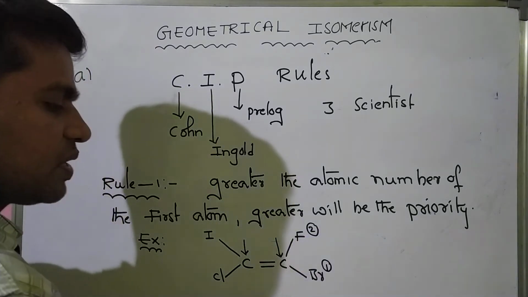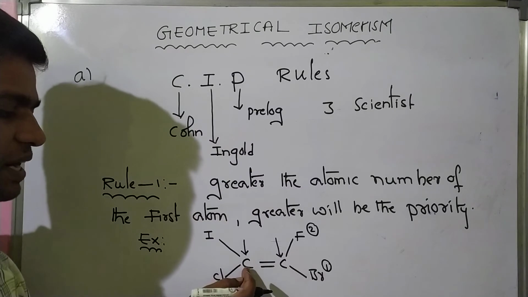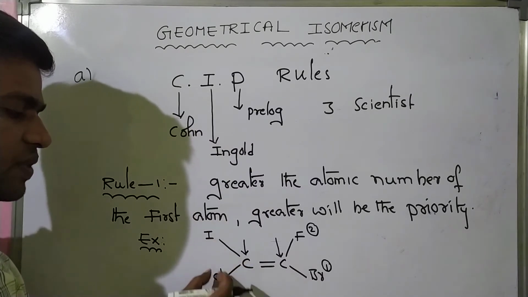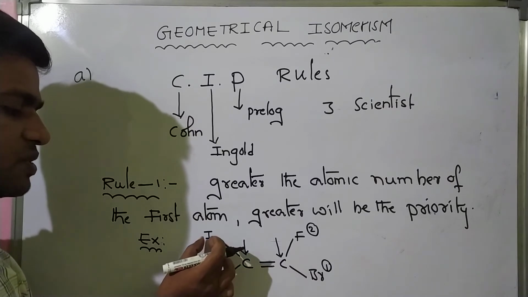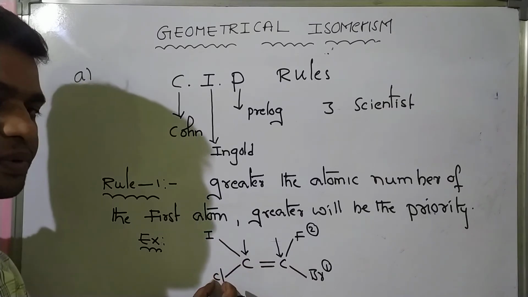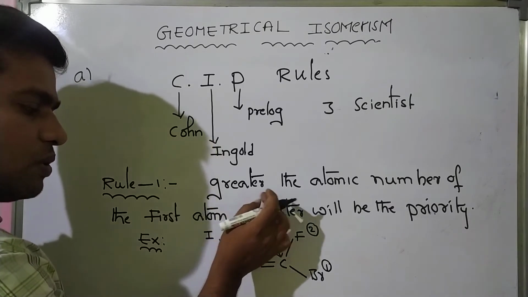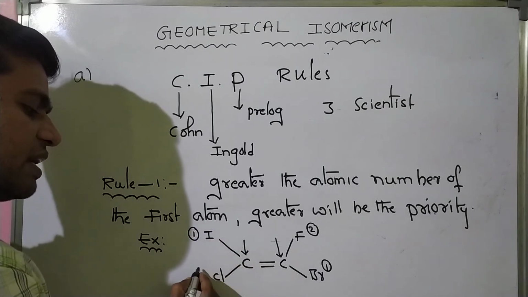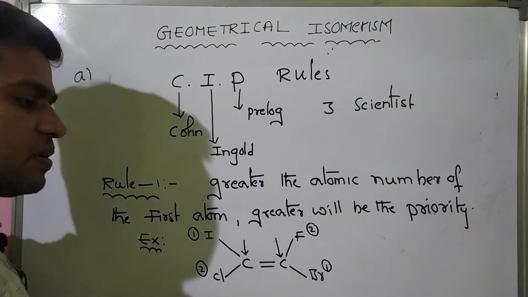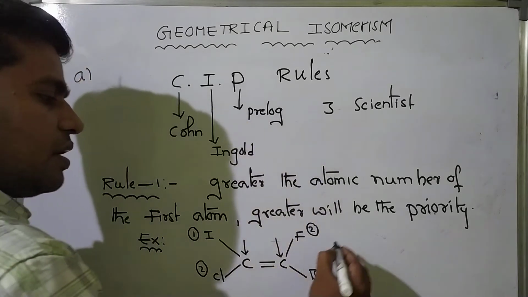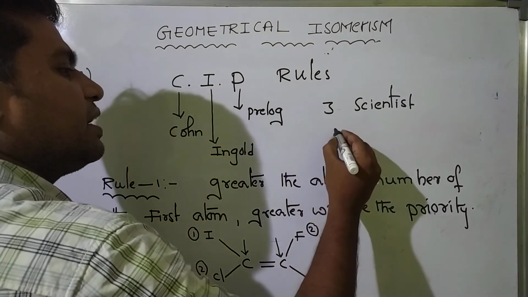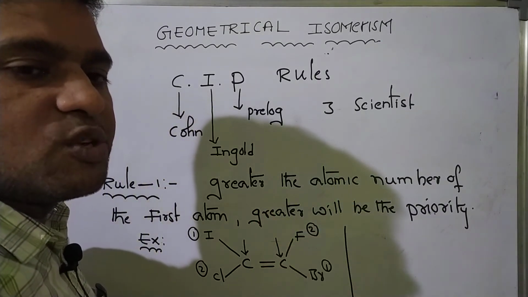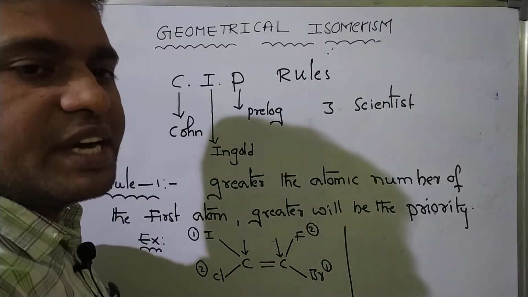Understanding, students? Now come to this carbon atom. Now here the iodine, and this is the chlorine. So the atomic number of iodine is more compared to the atomic number of chlorine. So according to this rule, iodine will get first priority and chlorine will get second priority. Okay, students? Now apply EZ notation. So what is called E isomer? What is called Z isomer?